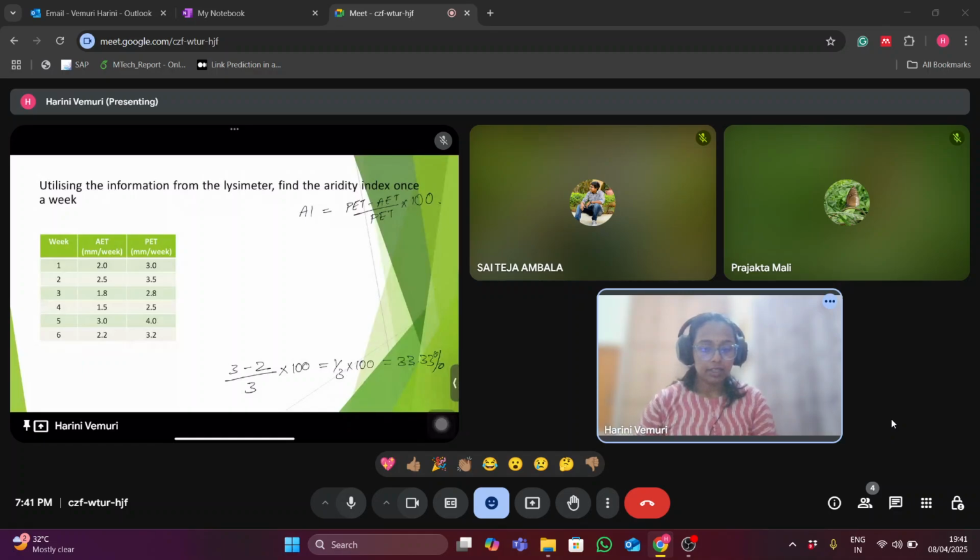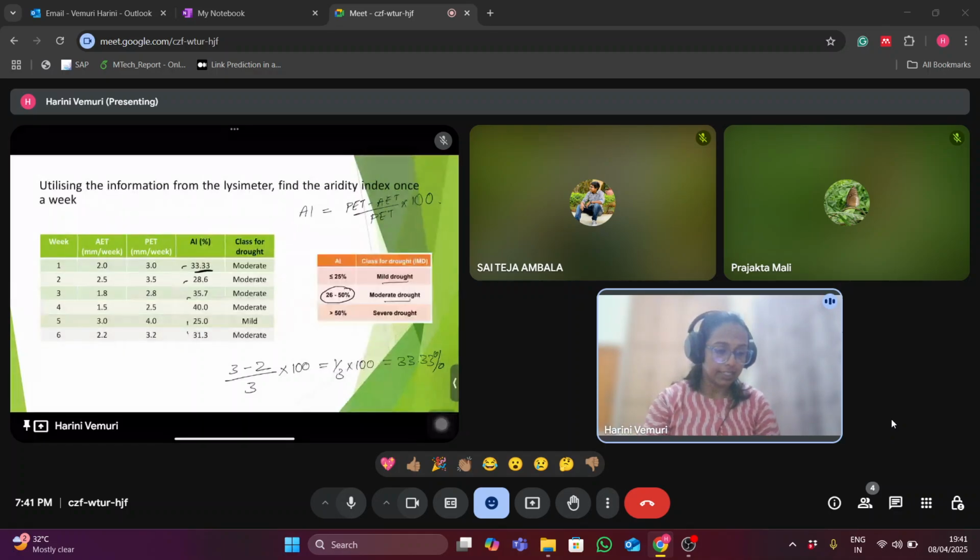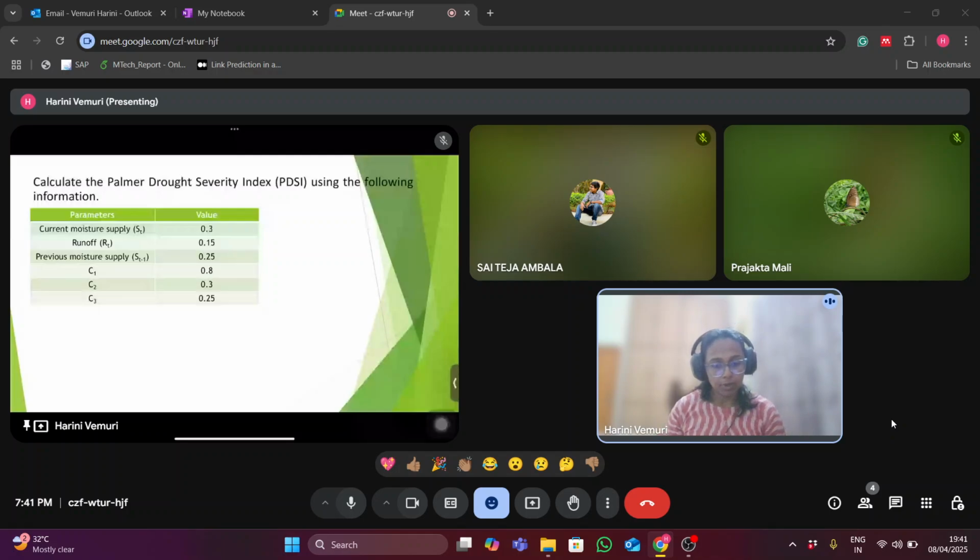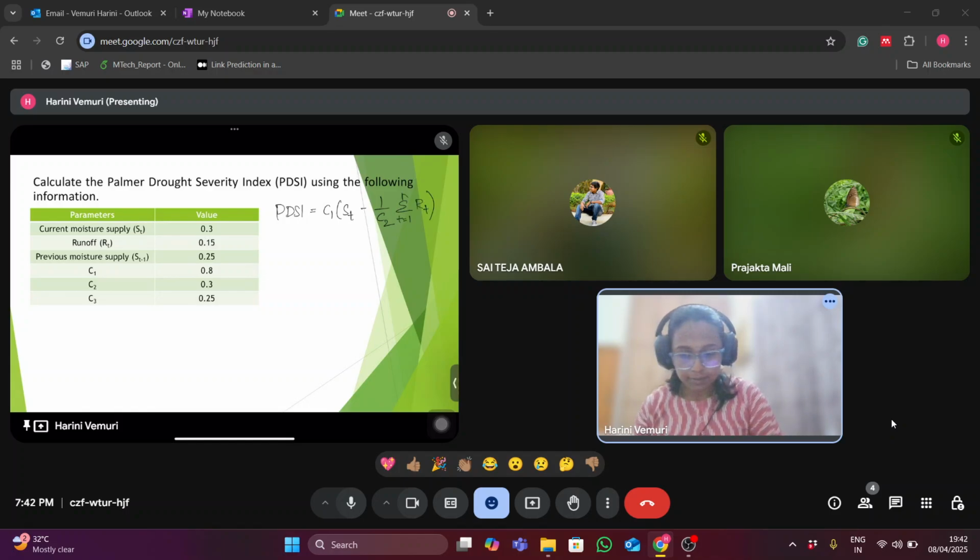So the next one is calculate the Palmer drought severity index using the following information. They have given current moisture supply, runoff, previous moisture supply, and the quotient value. So how do we calculate PDSI? The PDSI formula is C1 into ST minus 1 by 2 into sigma of T equal to 1 to N RT plus C3 into ST minus 1.